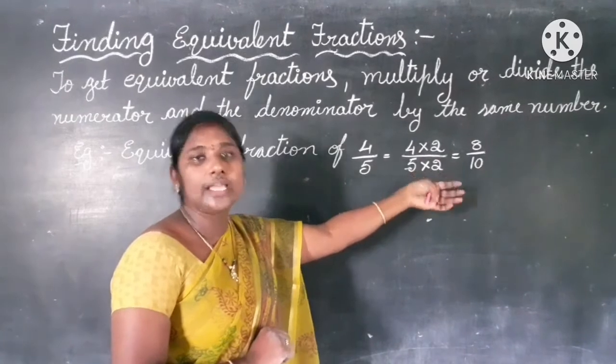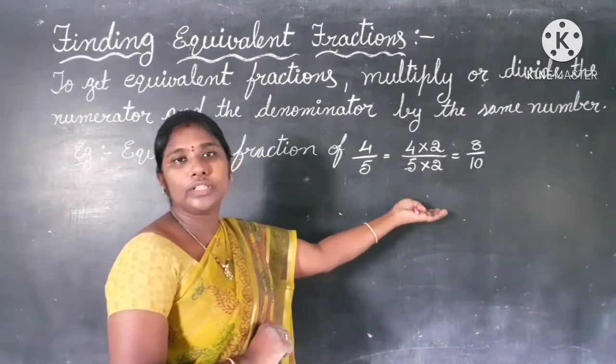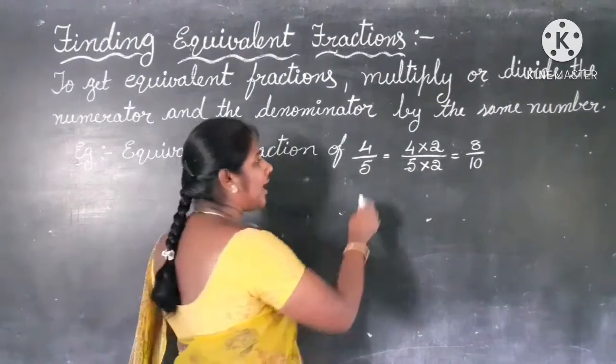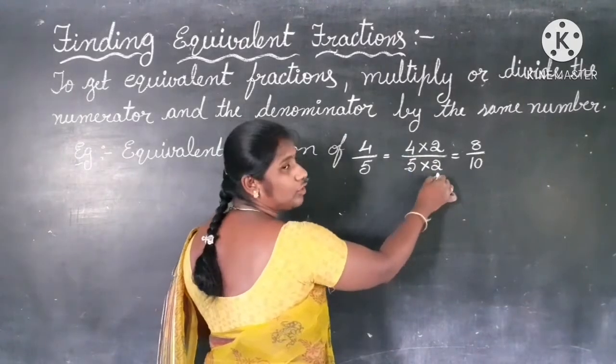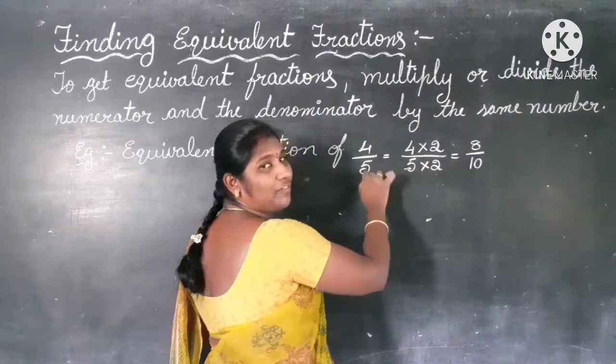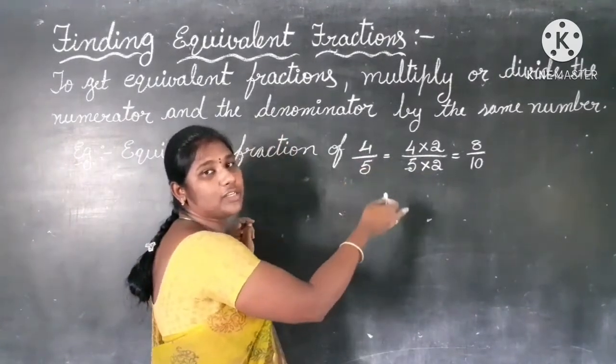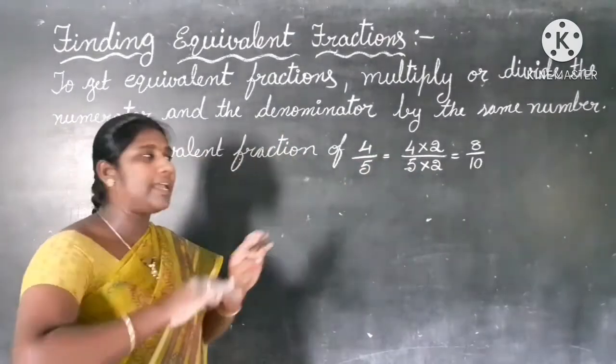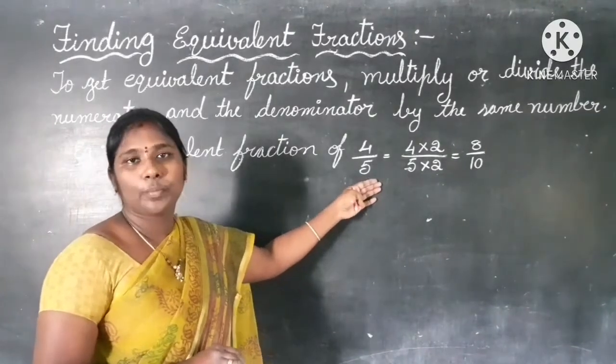If you want to do it with 3, do it. With 4, do it with 4. If you do it with 3, how much will you get? 4 into 3 by 5 into 3. 4 3s are 12 by 5 3s are 15. With 4, 4 into 4 by 5 into 4. 4 4s are 16 by 5 4s are 20. Those all will be the equivalent fractions of 4 by 5.